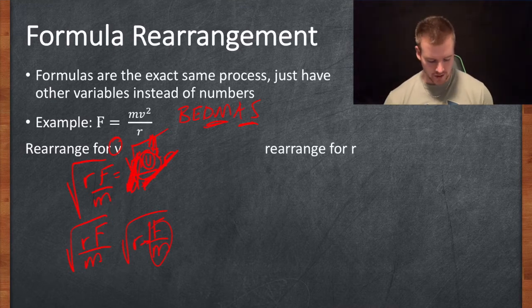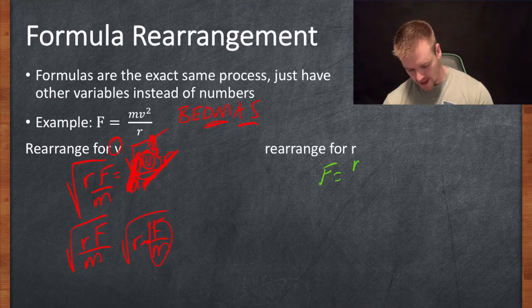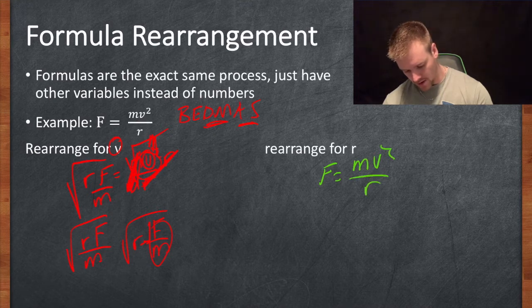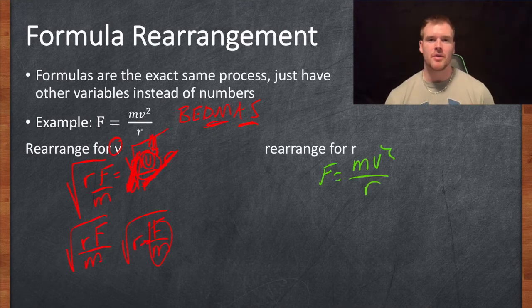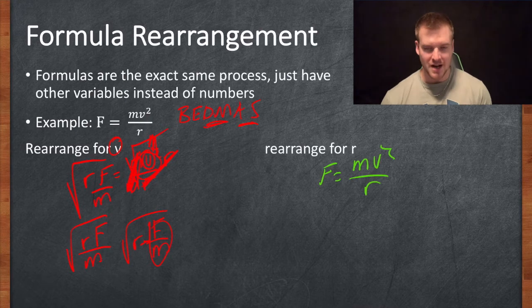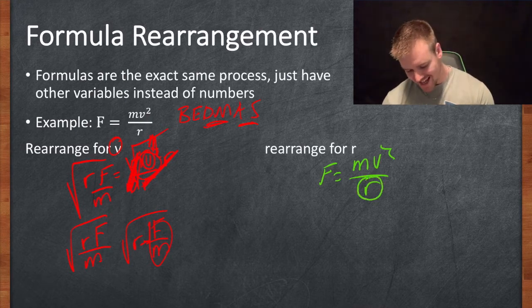And the next one here, looking for r, so I'm going to write F is equal to mv squared over r. Now we want to solve for r. And the reason I brought this one up, and you might have had a hard time with it, is because the r, the variable we're trying to solve for, is in the bottom.